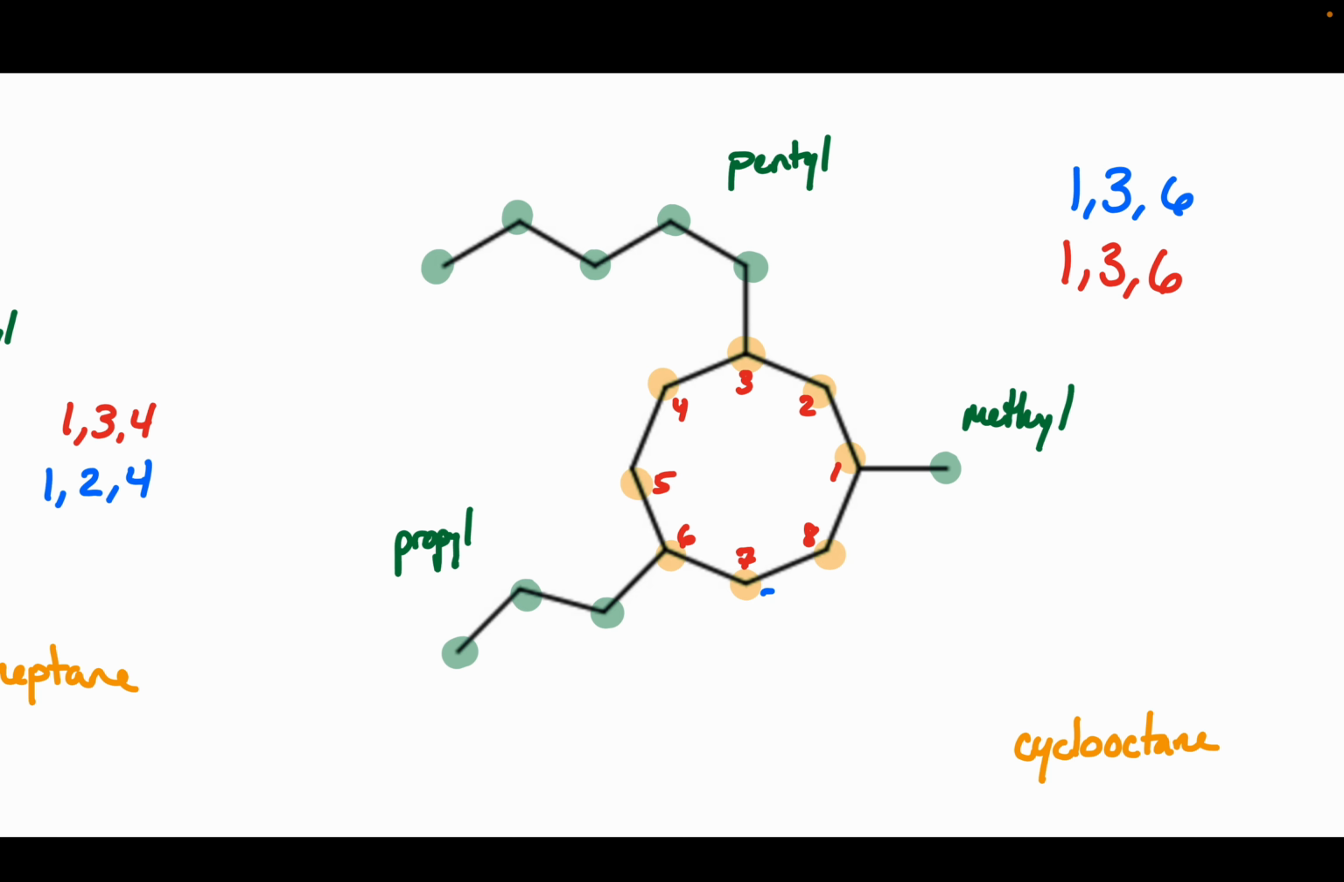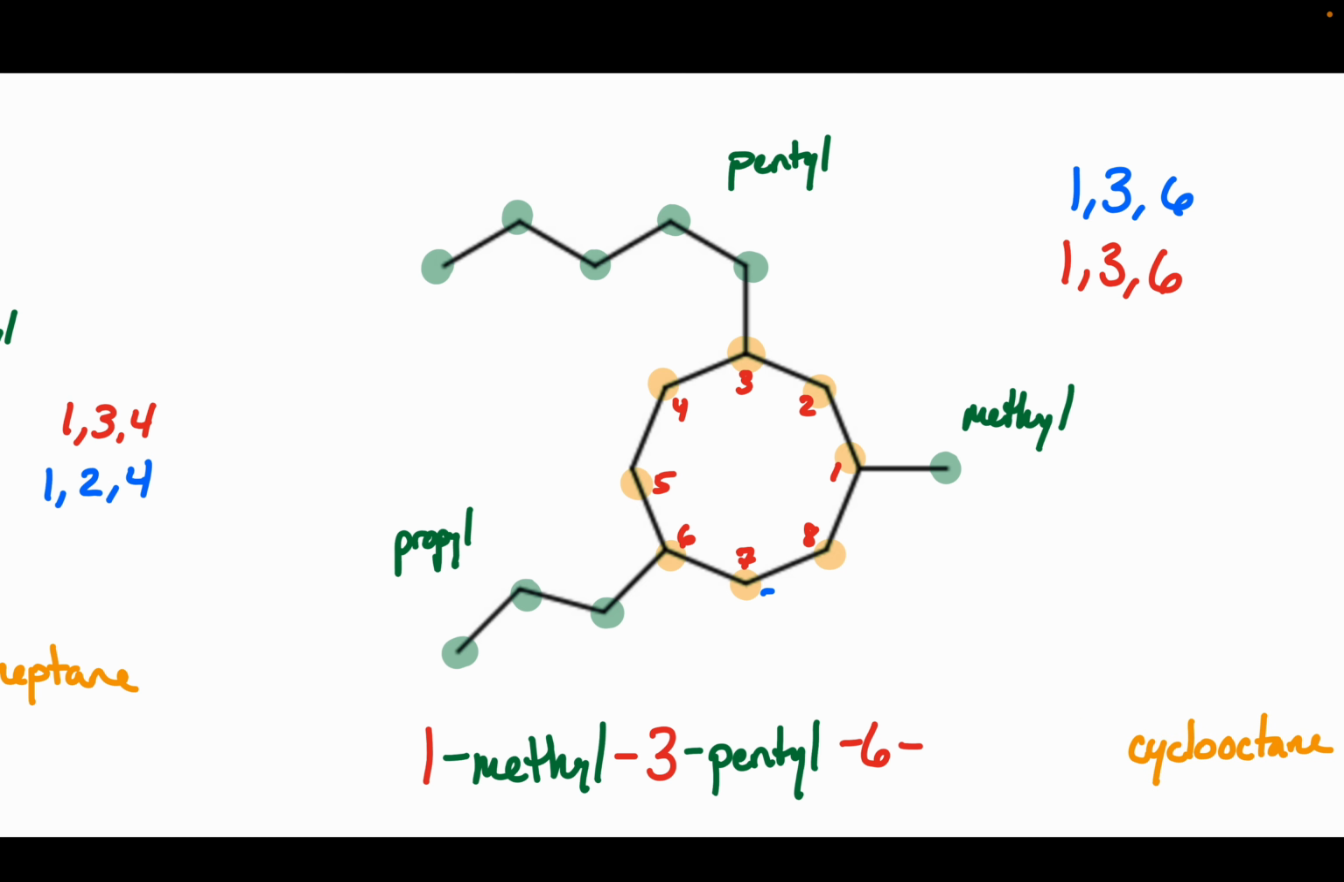All right, so this would be 1-methyl. Okay, 3 comes next, or rather, pentyl comes next in alphabetical order. 3-pentyl, 6-propyl, cyclooctane.